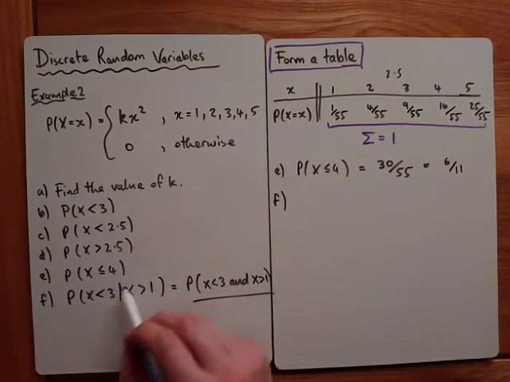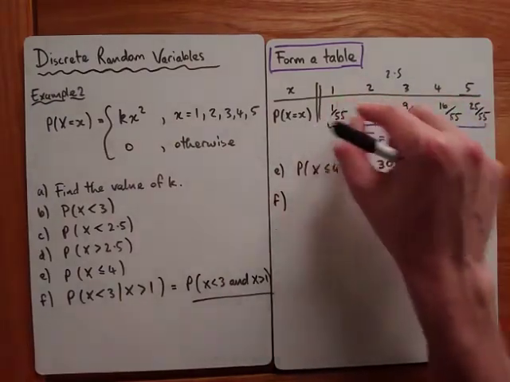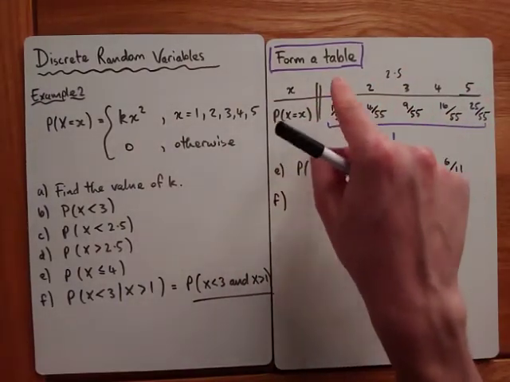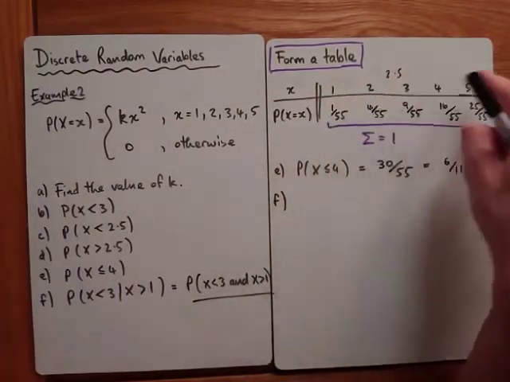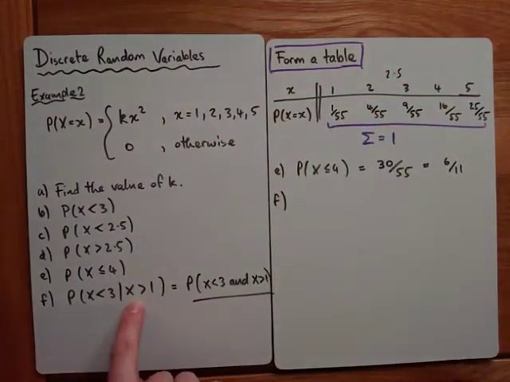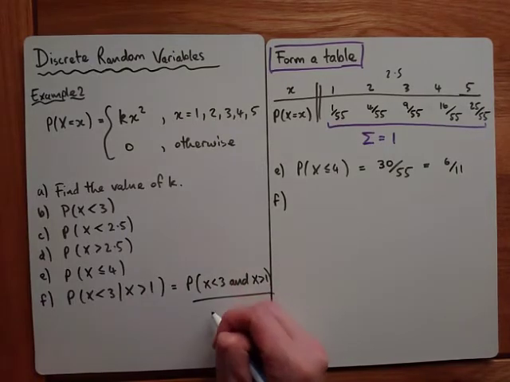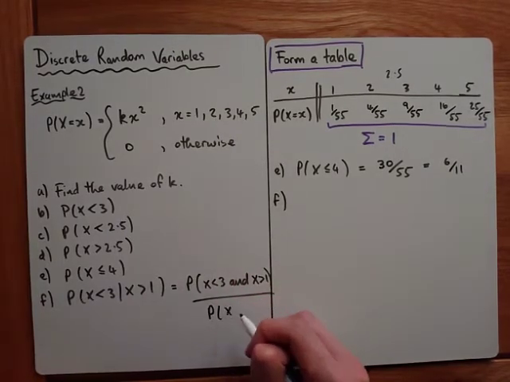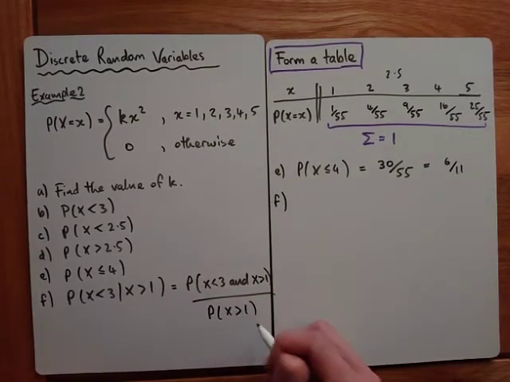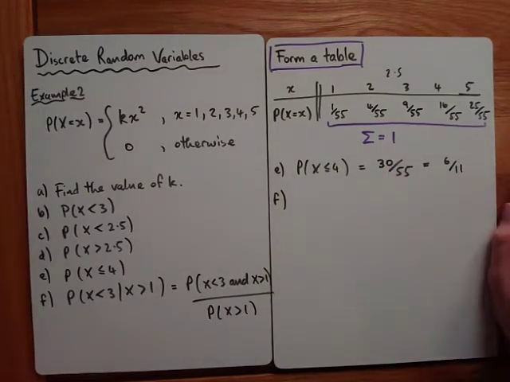When you're given something that happens, it's like it's limited our options. We're not looking at the whole world that adds up to 1. It couldn't be a 1, 2, 3, 4, or 5. We already know that x was more than 1. So the way that we can adapt that is we divide by the probability of it being more than 1, because we know x was more than 1.